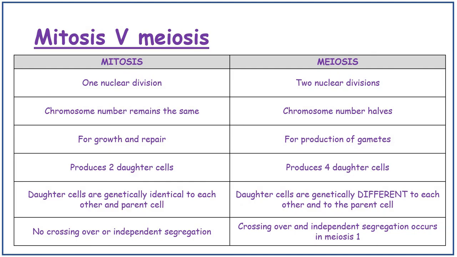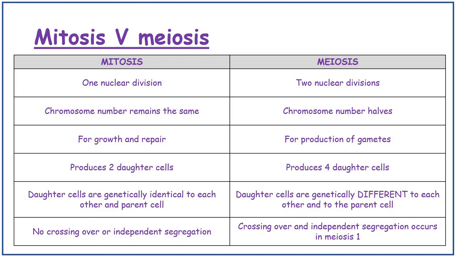Mitosis versus meiosis. Mitosis has one nuclear division. The chromosome number remains the same. It's for growth and repair, and produces two daughter cells. Daughter cells are genetically identical to each other and to the parent cell, and there's no crossing over or independent segregation.